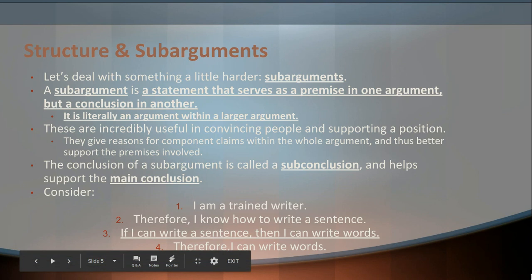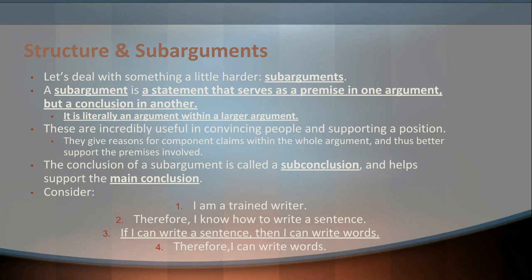Take this setup. I am a trained writer, therefore I know how to write a sentence. If I can write a sentence, then I can write words. Therefore, I can write words. Now, this tells us nothing new and interesting about the world. It's maybe a good argument in that it's reliable and it's got good reasons. It's definitely not an interesting argument.